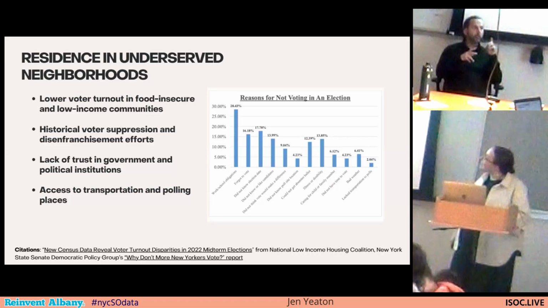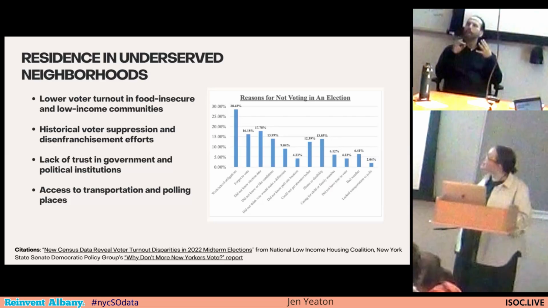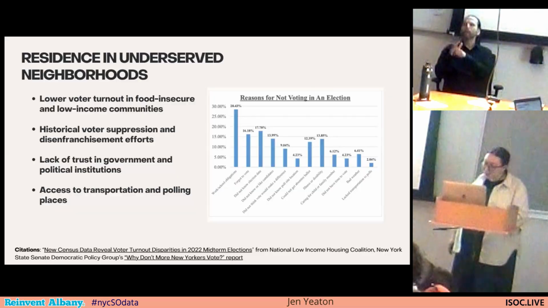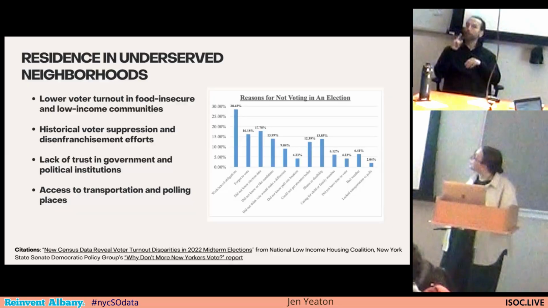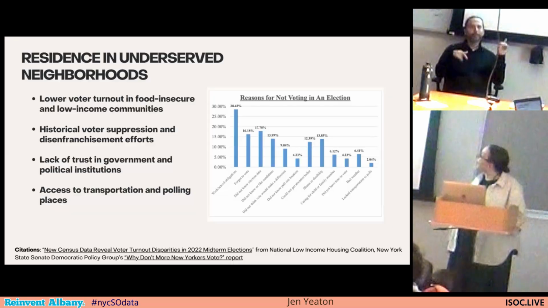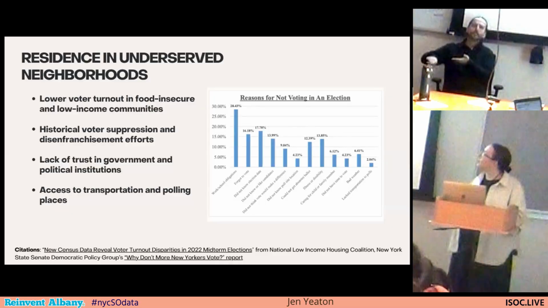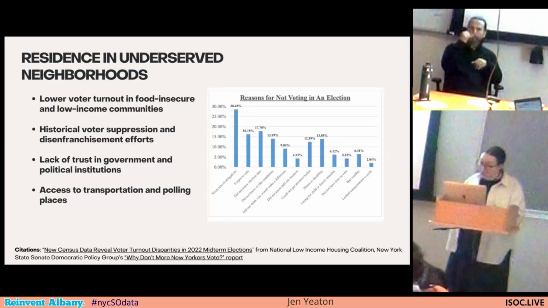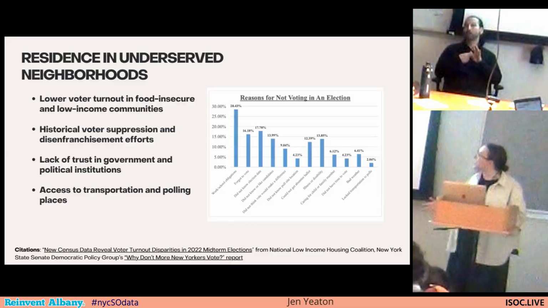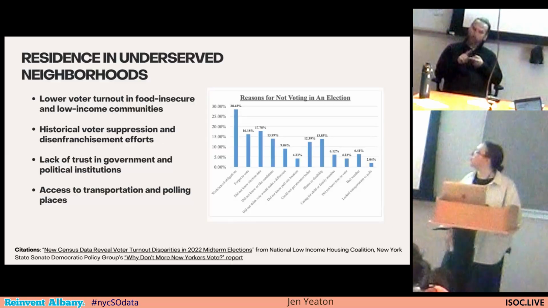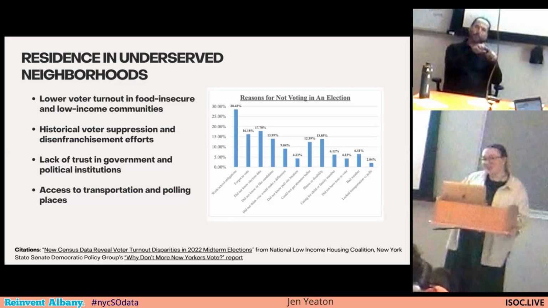A third factor that influences low voter turnout is residence in an underserved neighborhood. Voter turnout is lower in food insecure and low-income communities. This is due to a variety of factors, including historical voter suppression and disenfranchisement efforts that fuel a lack of trust in government and political institutions. Also, these communities sometimes have lower access to transportation or a decreased ability to get themselves to a polling place.